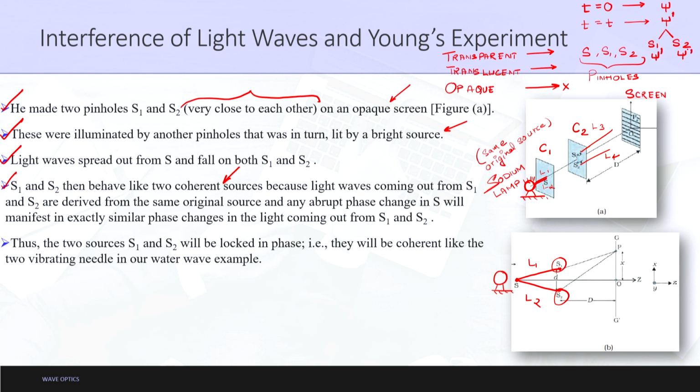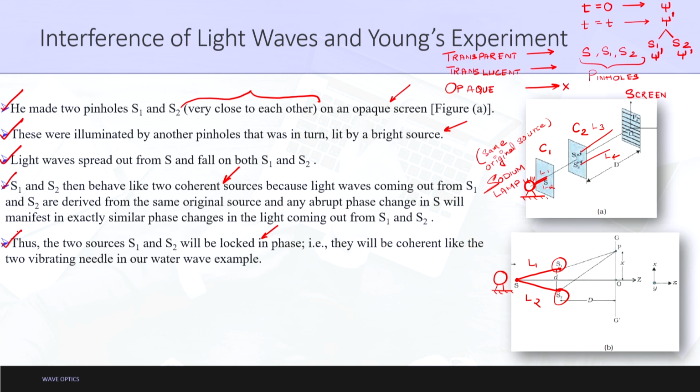Hence the phase is locked, and hence we do not have to refer to the changes in phase, and the mathematical formulation is easier. So concluding it, the two sources S1 and S2 will be locked in phase, quite evident. That is, they will be coherent. If the phases are locked, that means the two sources of light are coherent, like the two vibrating needles in a water wave example.